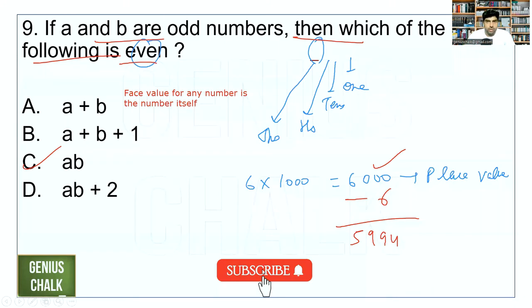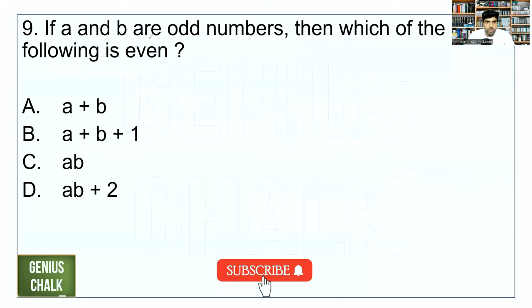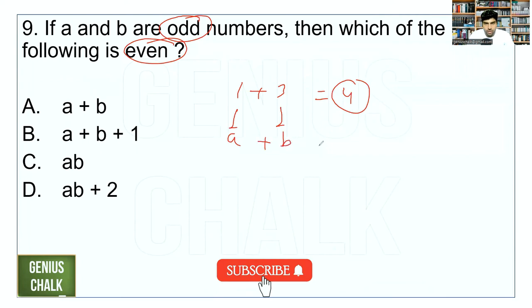If A and B are odd numbers, which of the following is even? You know, odd numbers, you take 1 and 3, sorry, this is an odd number. So what is the smallest odd number? It is 1, then 3, the sum is 4. So if this is A, this is B, the sum is always even. You take any two odd numbers, their sum is always even.